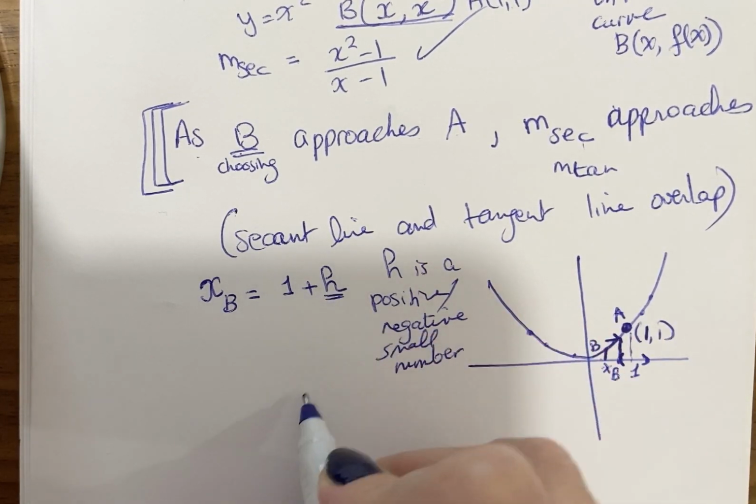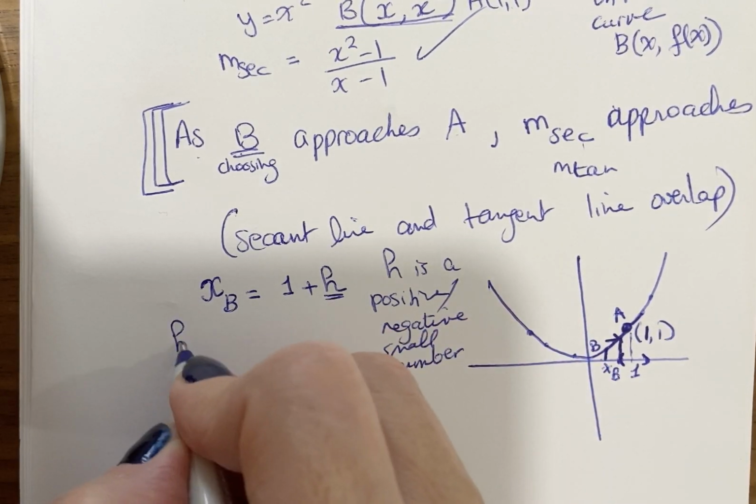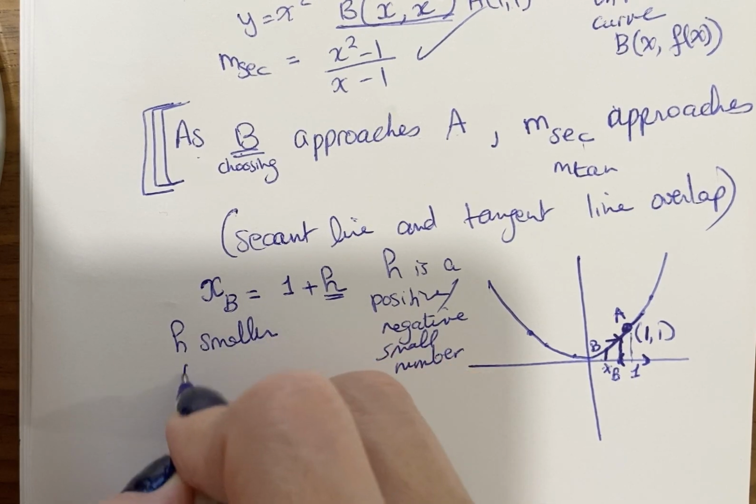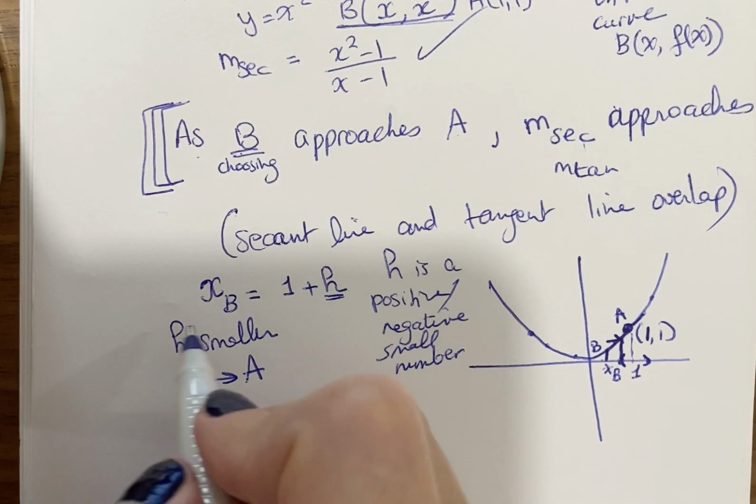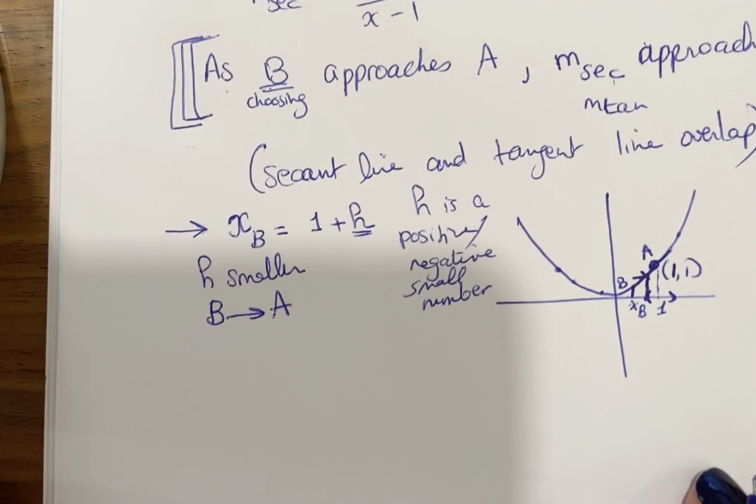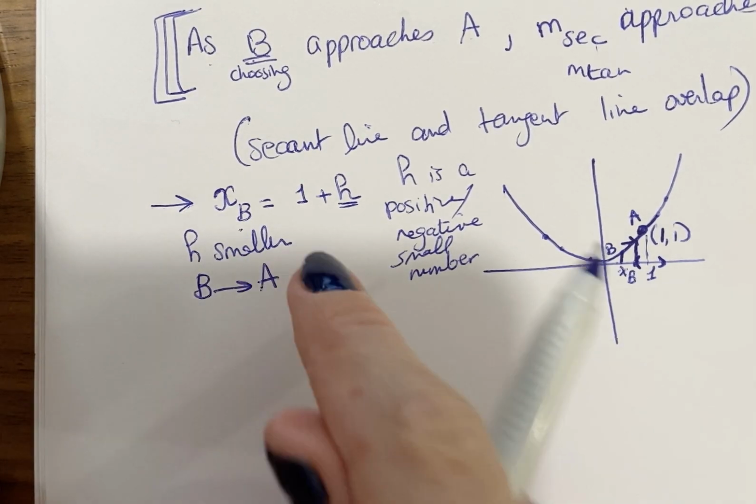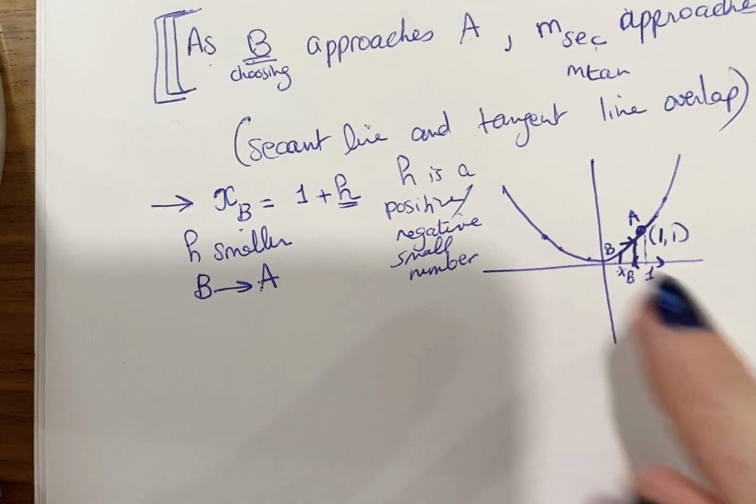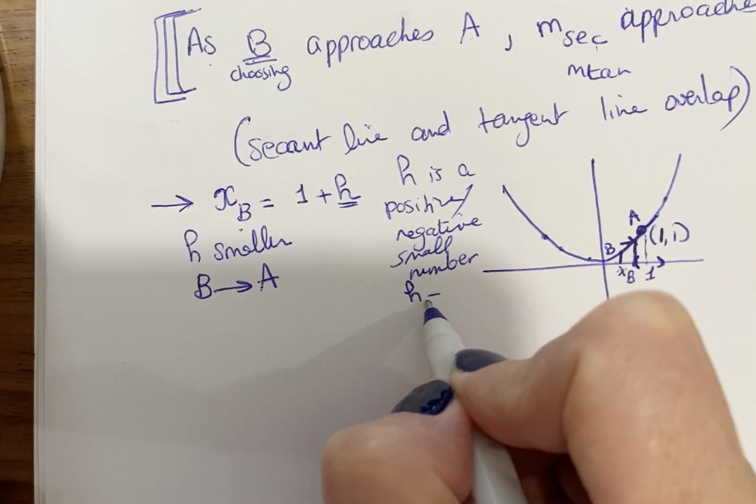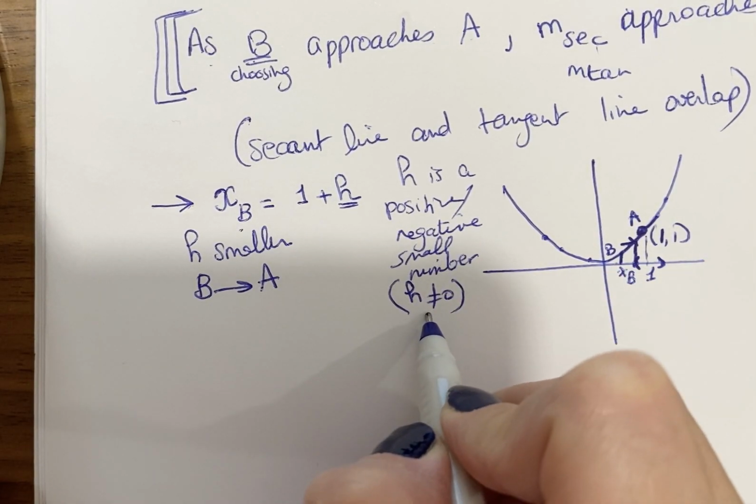Well, the smaller H becomes, the closer B is to A. When H becomes smaller, what happens to B? It becomes closer and closer and closer to A. All right? So this is now how we will choose B. Now, is B a point? Yes. Is B a point different than A? Yes, because it doesn't have the same X value as A. A has the X value 1. B has the X value 1 plus H, where H is not 0. H is a small number, but it is not 0.